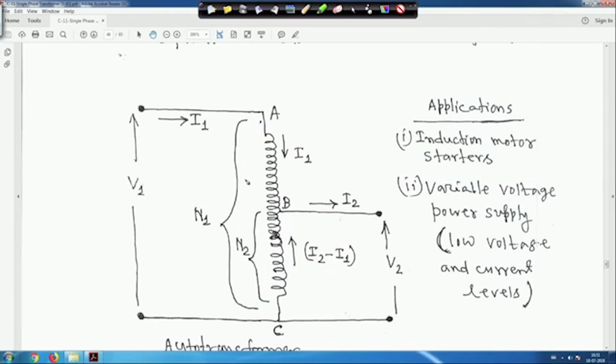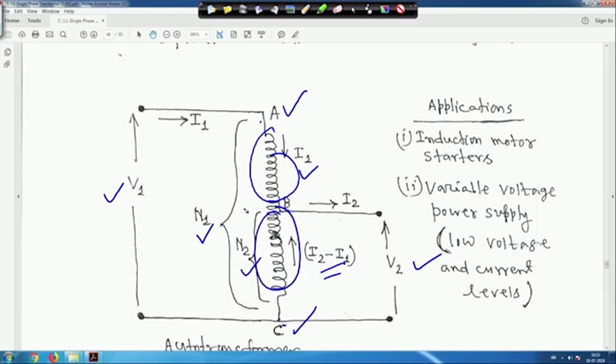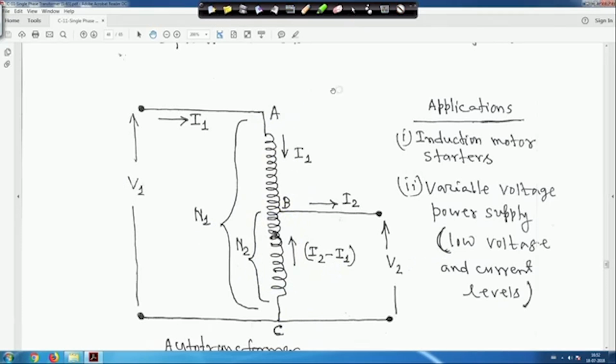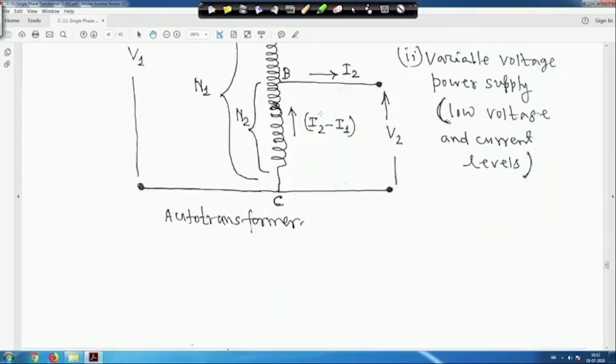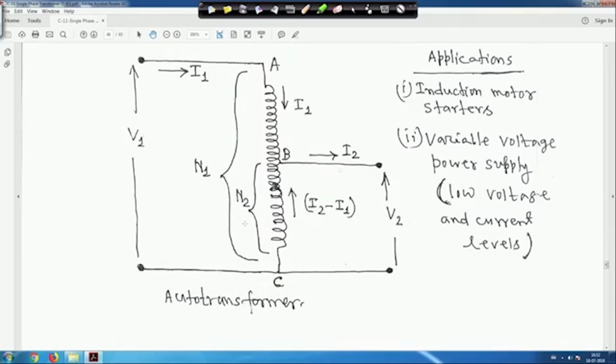So, from A to C, this is A and this is the total winding, the number of turns is N1, and for B to C, the number of turns is N2. The current flowing A to B is I1 and from C to B in this direction is I2 minus I1, and this is the voltage V1 and this is the voltage V2. But when we consider a two winding transformer, this is one winding and this is another winding; when this is an auto transformer, we make it a different way. So this is an auto transformer, but we have to compare these two.